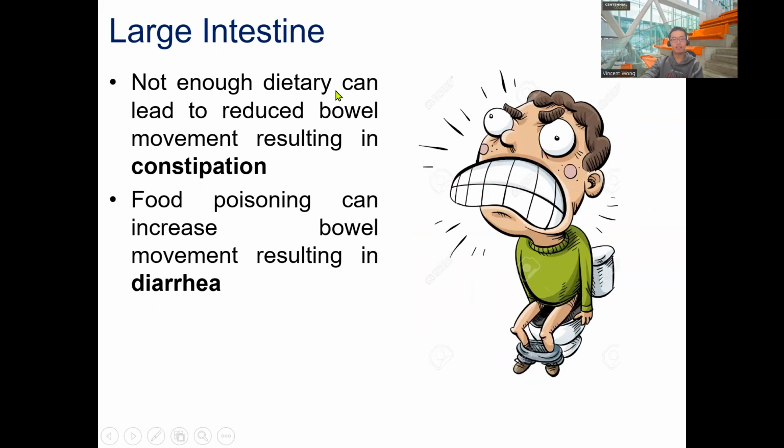If you don't have enough dietary fibers, then it will lead to reduction in bowel movement. Okay, and that's going to lead to constipation, difficulty going to the bathroom, and food poisoning because your body's trying to get rid of the stuff that's making you sick. That's going to increase bowel movement momentarily, and so you don't have time to absorb the water, and that leads to diarrhea. From this picture, you can't really tell if he's having this problem or that problem, but either way, it's not a pleasant experience.